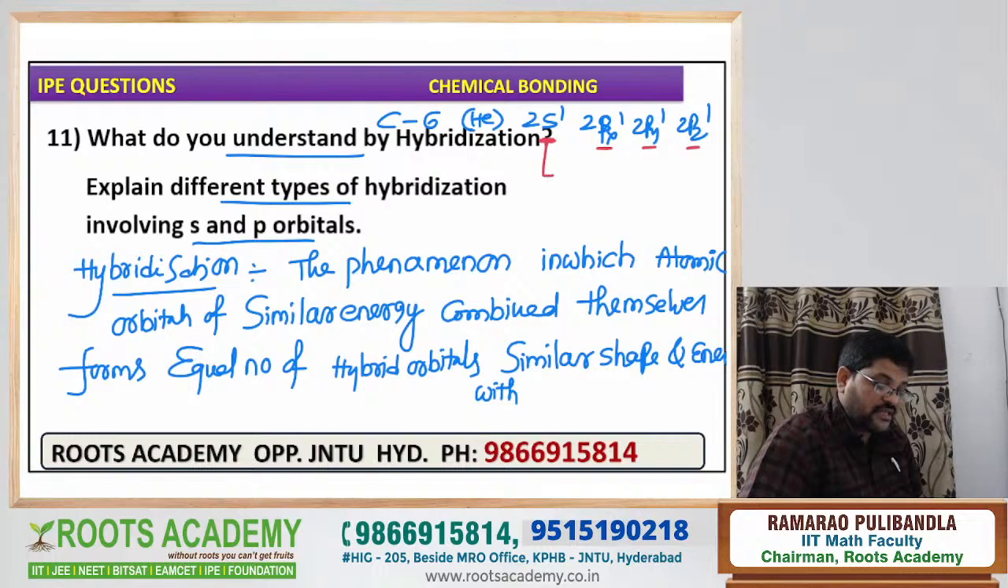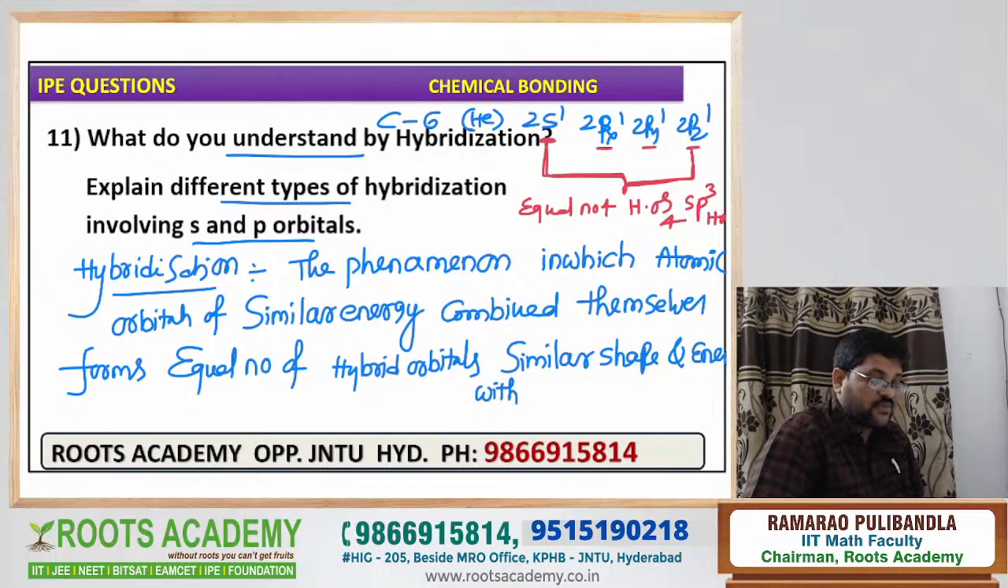The process of intermixing of the atomic orbitals in the valence shell combines and produces an equal number of hybrid orbitals, sp3. You get 4 sp3 hybrid orbitals: one s, one px, one py, one pz, 1 plus 3, so you get an equal number of 4 sp3 hybrid orbitals with a similar shape and energy.